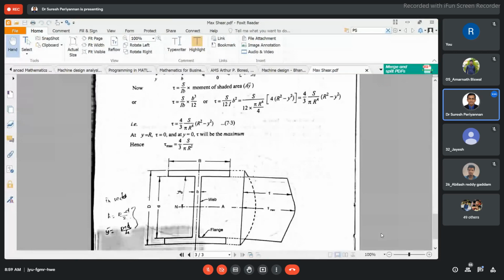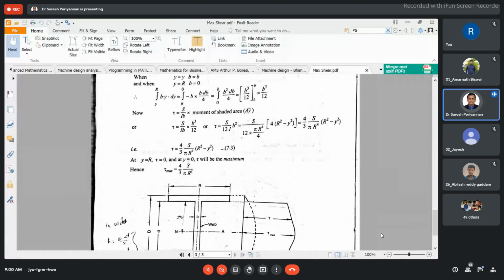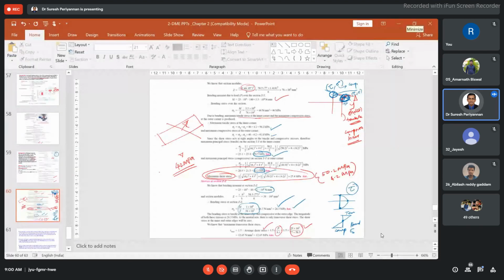This is the load. S is the load. Now our P is 25 kilonewton. This is 4 by pi r squared. So for tau max for circular cross section, I attached a few cross sections. Please go through that. If we have any doubt already, what is the time?